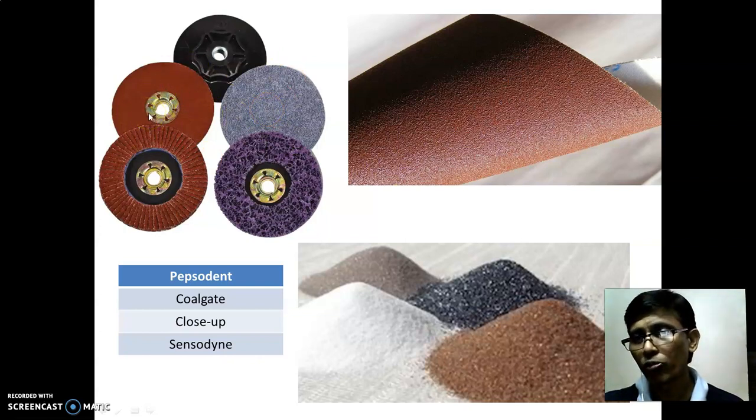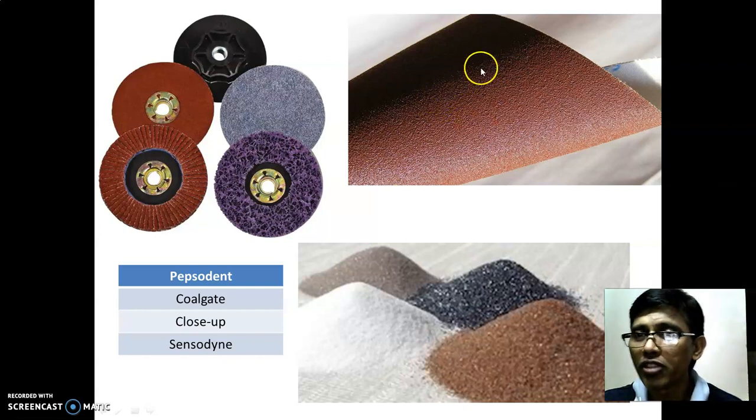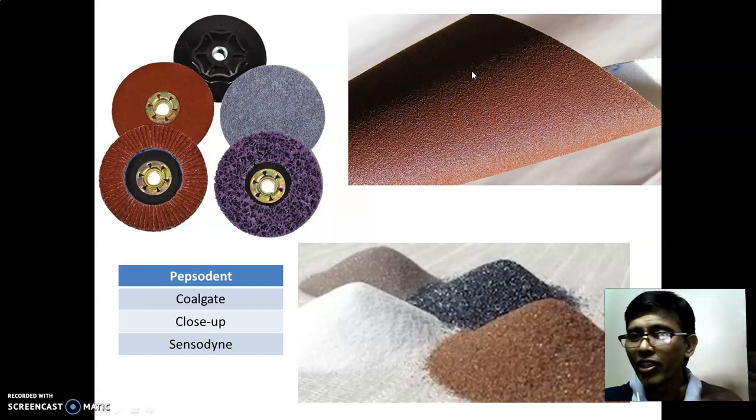Because if you want to polish something, you need to rub with sandpaper. If you want to polish metal or wood, what will you do? You will rub with sandpaper. And the coarseness of the grains, you can make out this grain size. If it is smaller, it will be finishing. If it is larger like this, it will give more cutting. So that also depends upon what coarseness of granules is used in the paste.